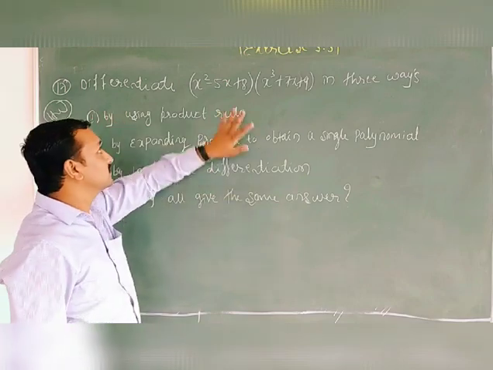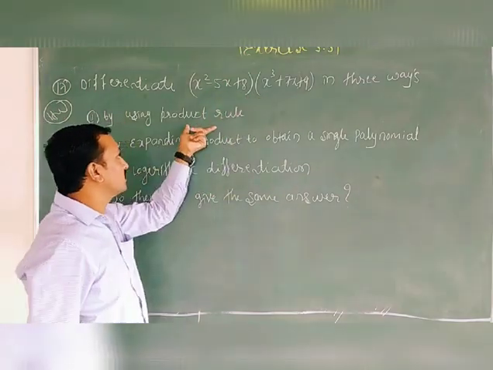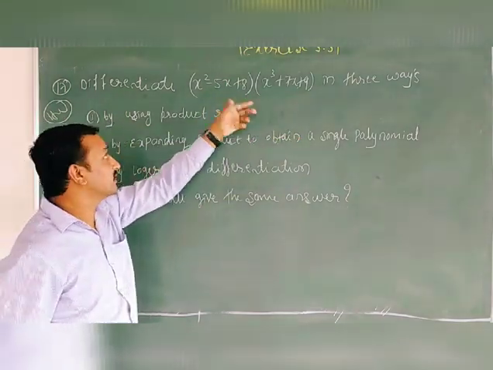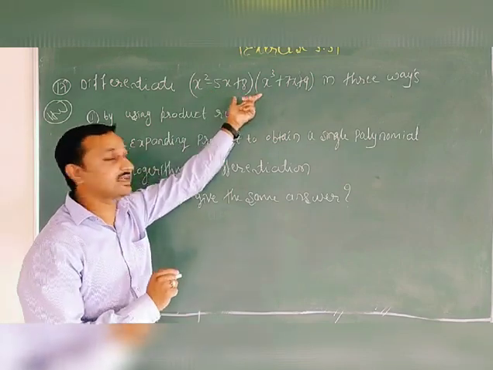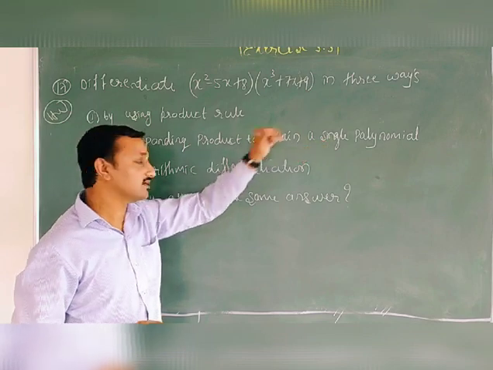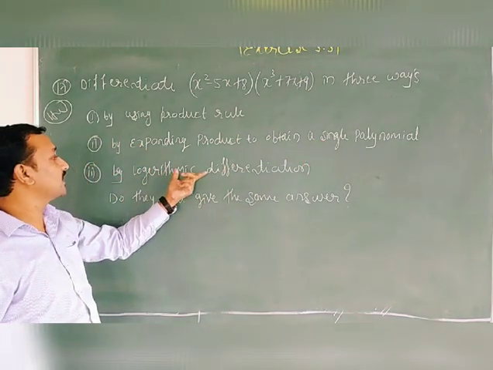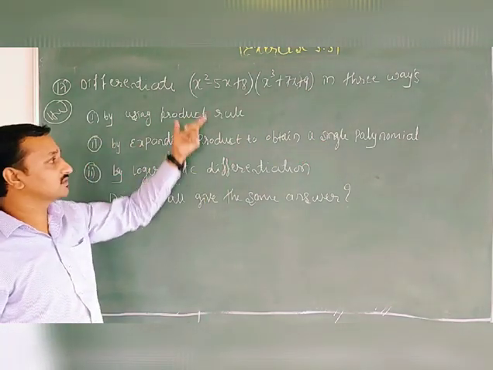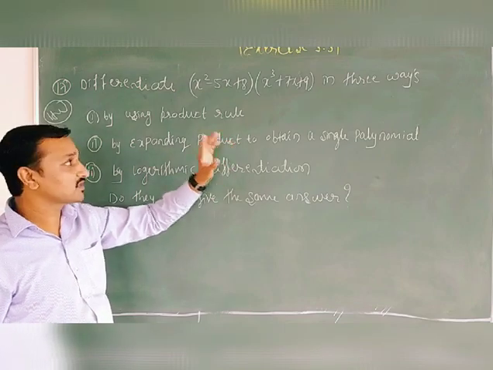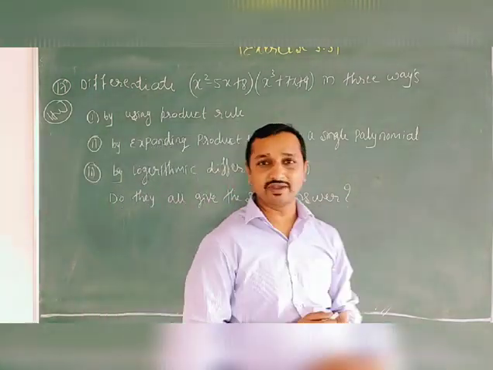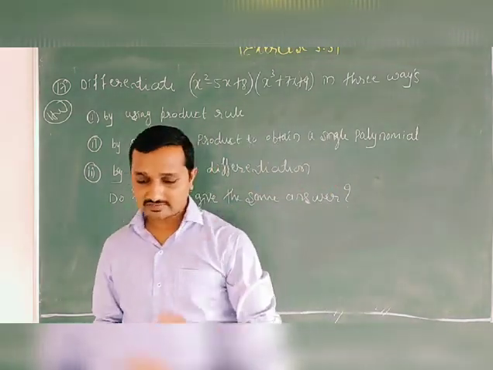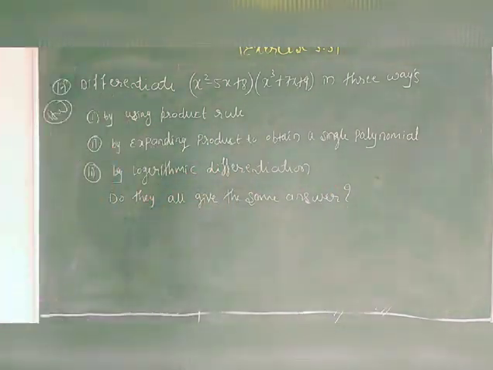First, how do we do that? First apply the product rule, then we will get one final answer. Then multiply these two terms, then we will get one single polynomial. Then we will differentiate. Okay? Then last, apply logarithmic differentiation. Then we will get the same answer. Is that clear? So this is your work. Not a problem, very easy example it is. So you can try this. Okay? Write down this example.